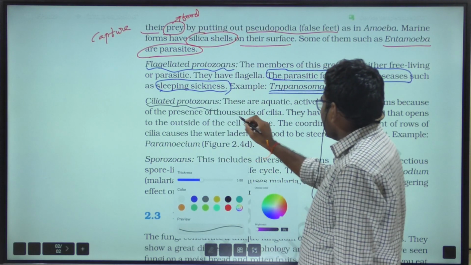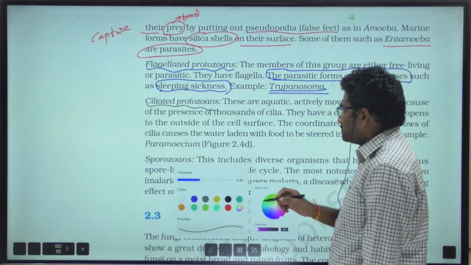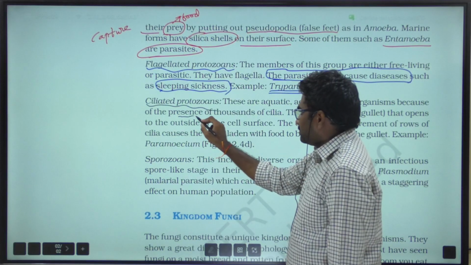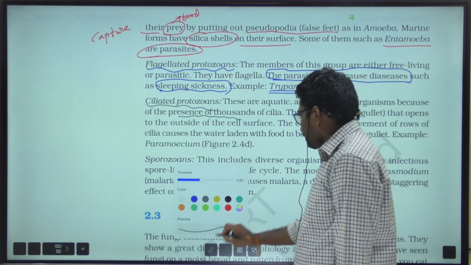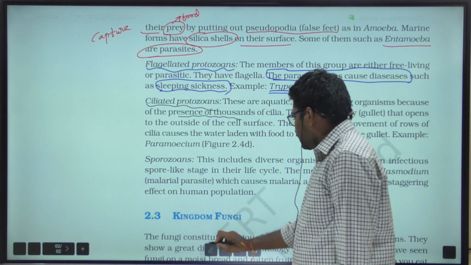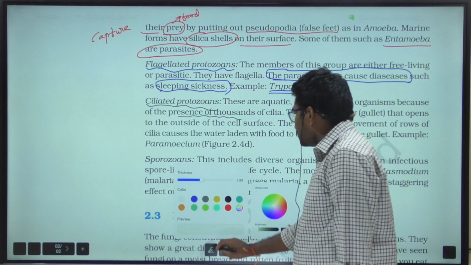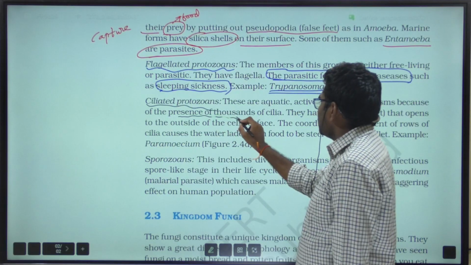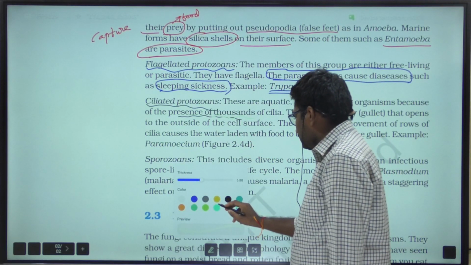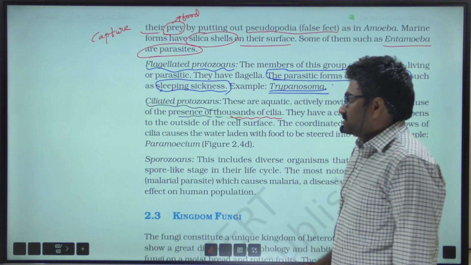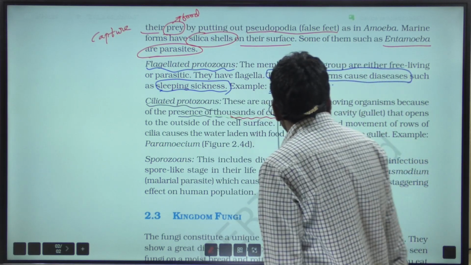So these are aquatic, actively moving organisms. That is because of the presence of thousands of cilia. Thousands of cilia are present.